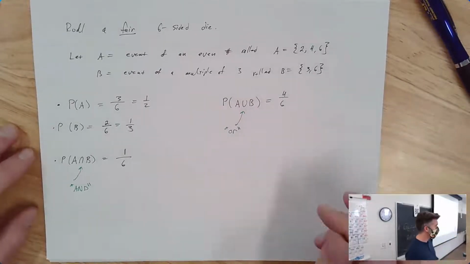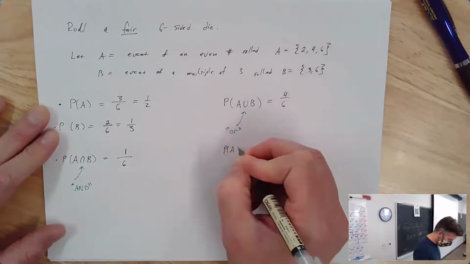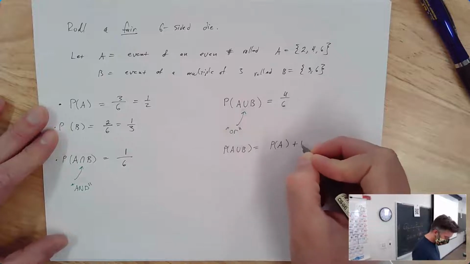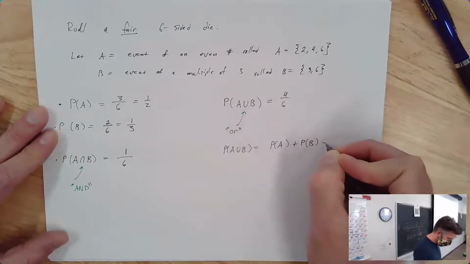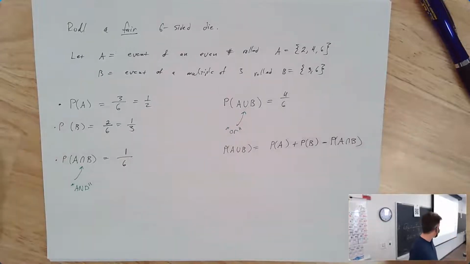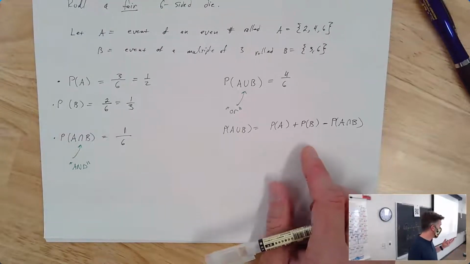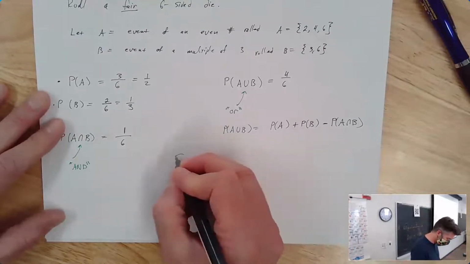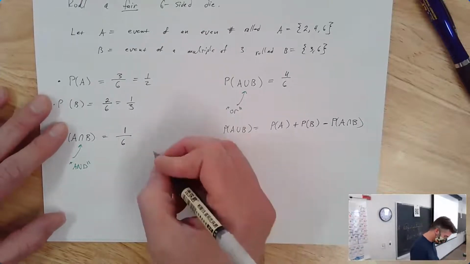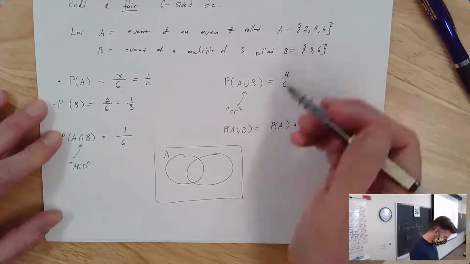But I want to point out that there is a formula for this. And another way of calculating this is saying, okay, it's going to be the probability of A plus the probability of B minus the probability of their intersection. Because when you do A and B, you've counted the intersection twice. You can see this better if you draw a little Venn diagram. So in A are the numbers 2, 4, and 6.